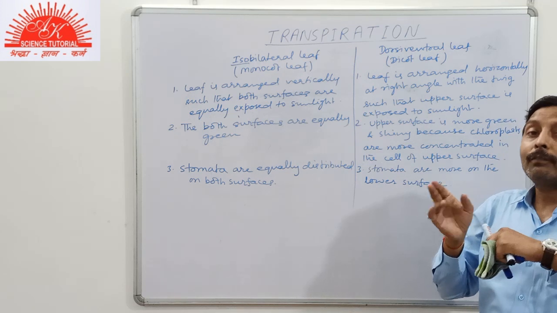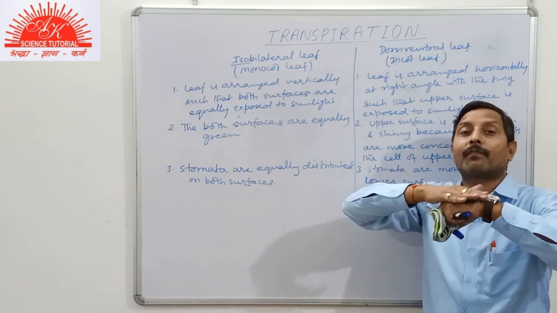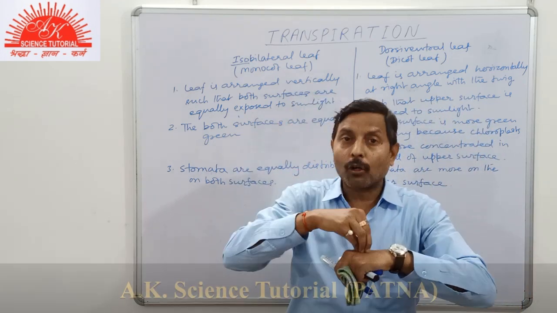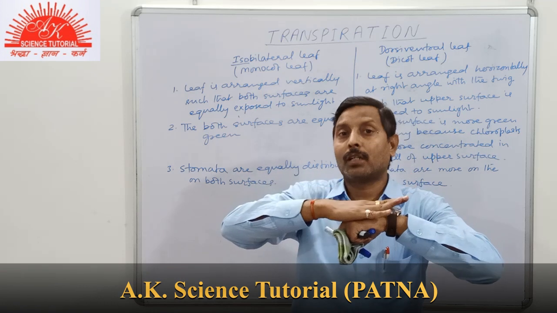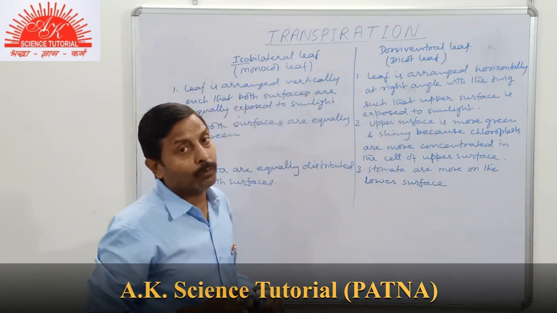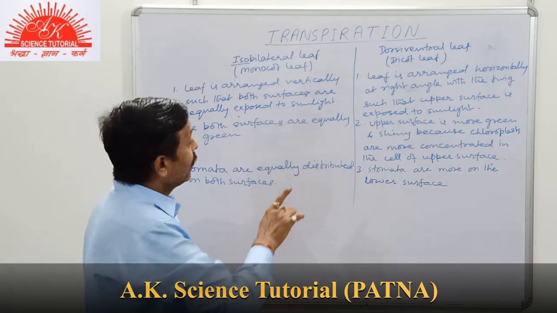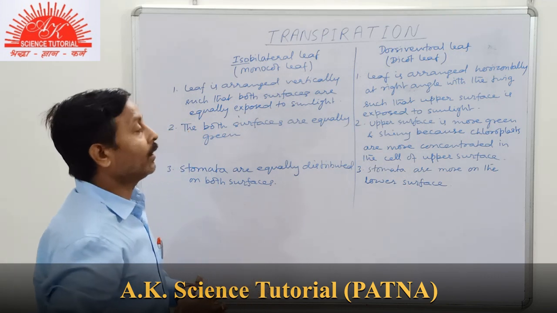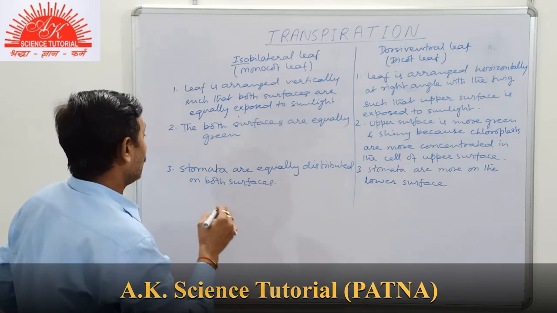As well as, if the stomata were present on the upper surface, then due to the raindrops, the stomatal opening would be closed and hence diffusion of gases would be stopped. So there are more stomata on the under surface, the lower surface of the leaf. Now the next point.